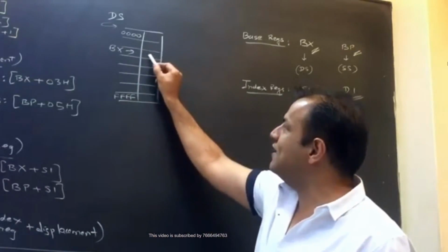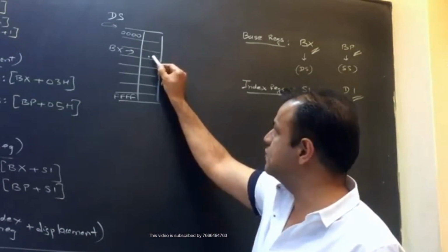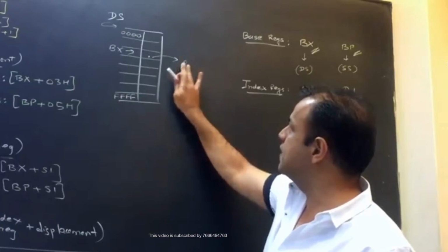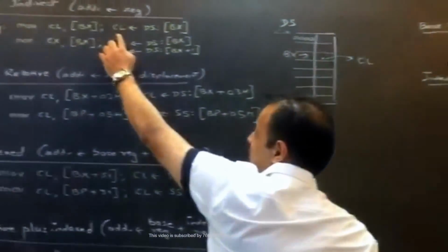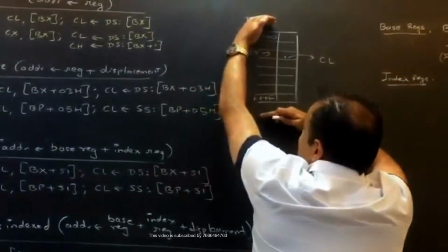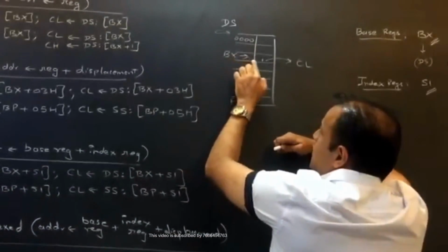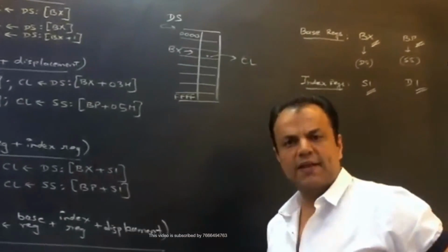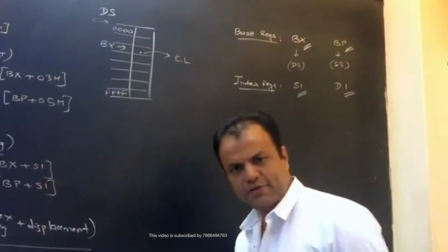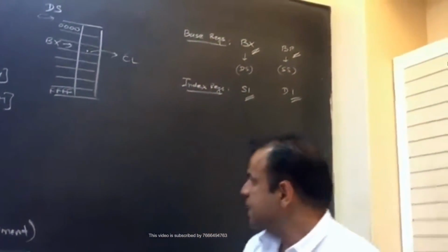So whatever data is present at this location, that data will come inside the CL register. For the last time, who gets the data? CL. From where? Data segment. From a location pointed by BX. That location's data comes inside CL. Now I told you I'll make you understand it. That's my job. You just keep paying attention.